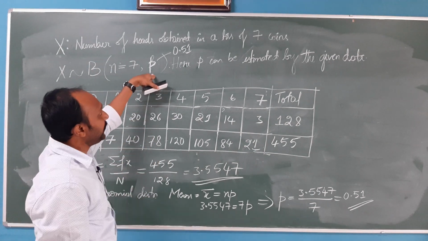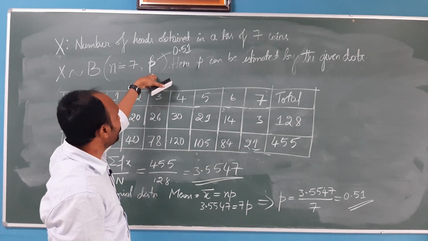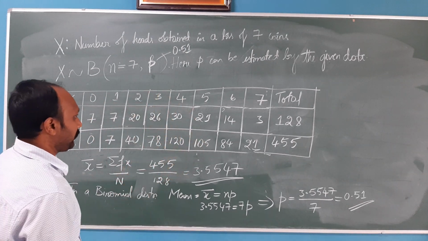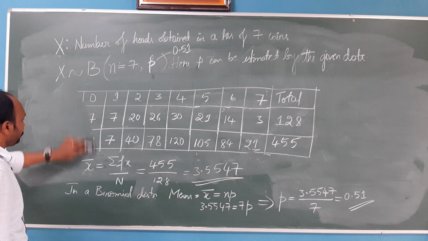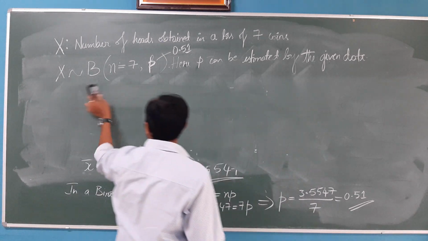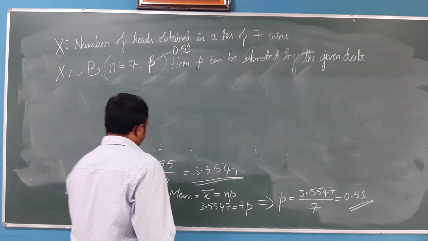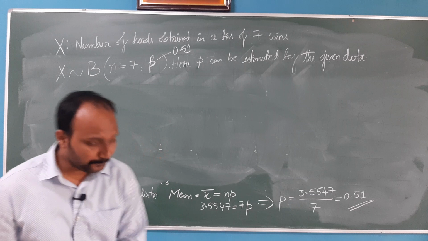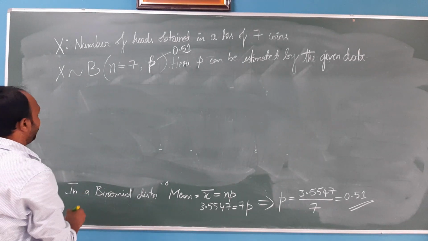Since we know the value of P, we can say what is the value of Q. Q is equivalent to 1 minus P. That we can find out later on, no problem. So next, part of the work is over. Next, we need to find the probability mass function.